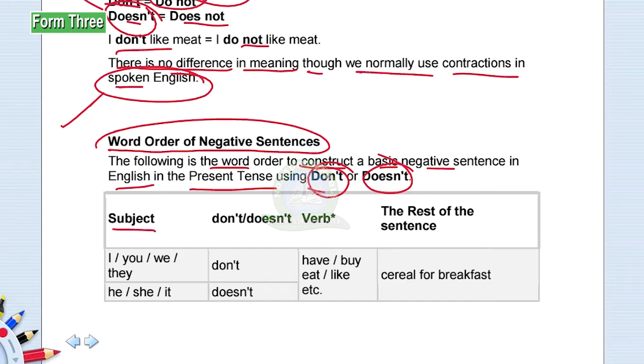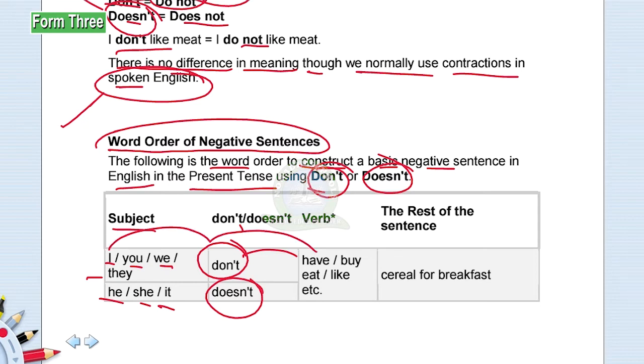Okay, this must be the subject: I, we, you, and they. And this must be the first person, the second person, the third person: he, she, it. So these are the short contracted forms I was talking about, don't and doesn't. So for don't have, you say I don't have, or I don't buy. And this is a short form of negative.